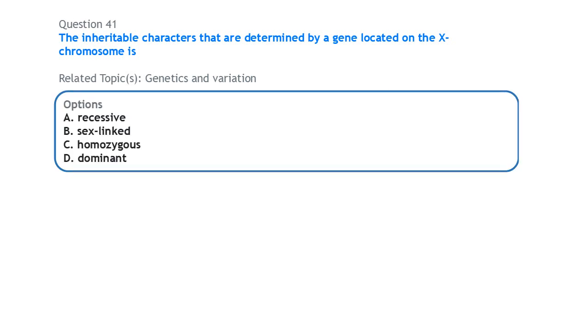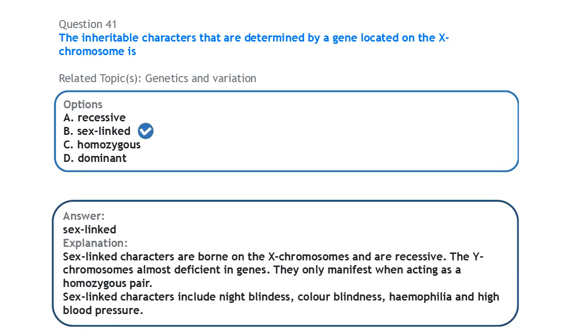Next, on genetics, the inheritable characters that are determined by a gene located on the X chromosome are said to be sex linked. The sex linked characters are borne on the X chromosomes, and these characters are recessive, meaning they are only expressed when they are in a homozygous pair. That is when an organism has a homozygous pair of those characters. Examples include night blindness, color blindness, hemophilia, or what we call sickle cell anemia, and high blood pressure. These are sex-linked characters, and they are determined or borne on the X chromosome.